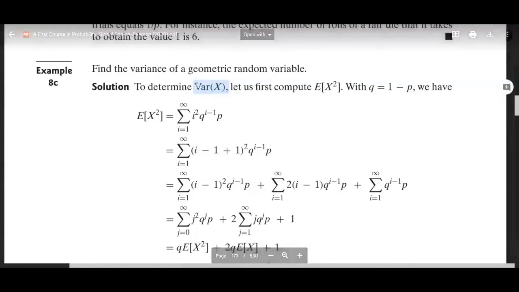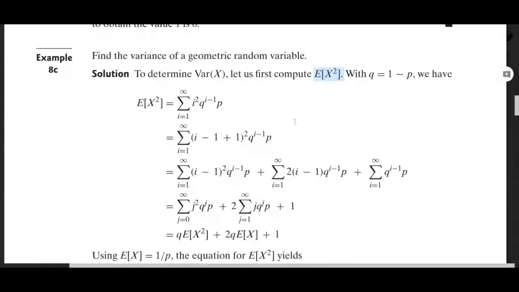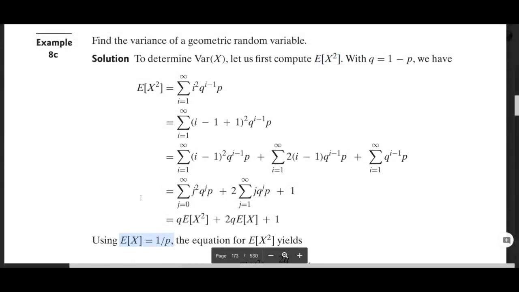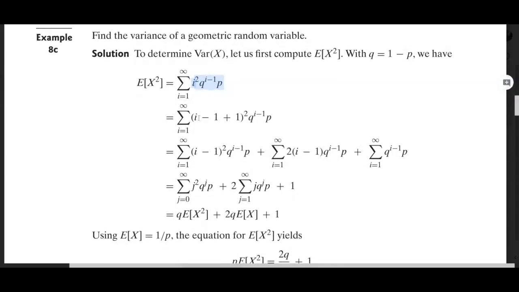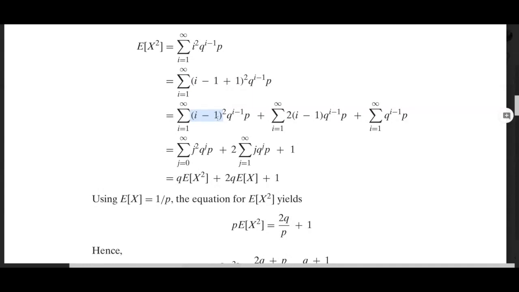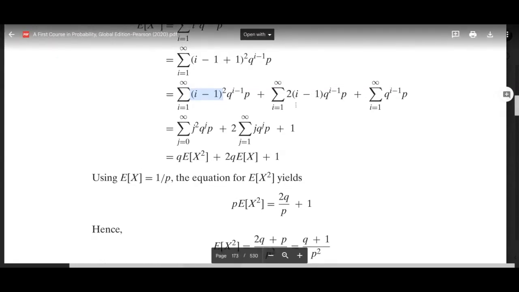So remember, we have the formula: variance of X equals the expected value of the random variable squared minus the expected value, being squared. So we use the formula. Expected value squared equals 1 over p squared. For the expected value of the random variable squared, we have i squared, and then we do the same trick. Then we have this (i minus 1) squared. And what is this (i minus 1) squared?